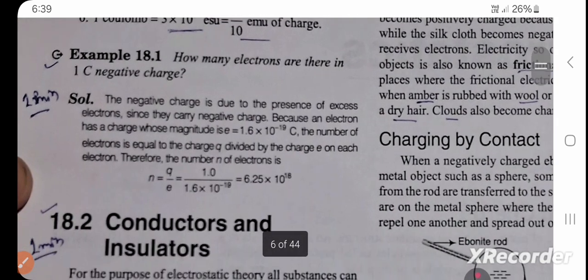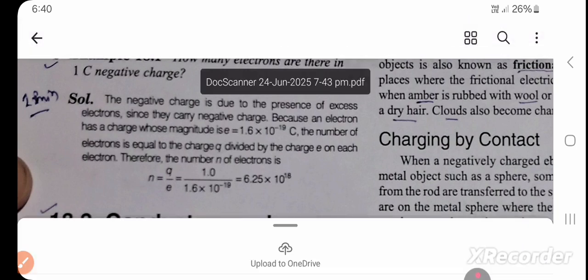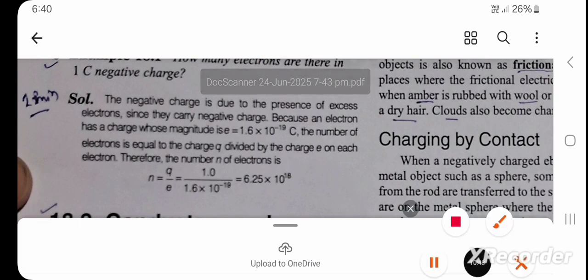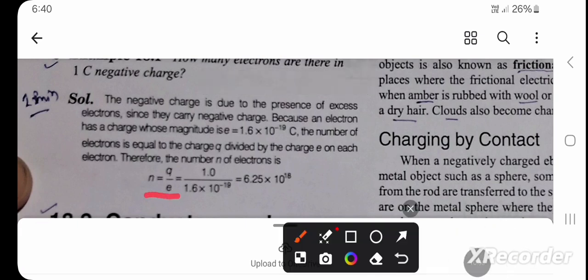Take our first example. How many electrons are there in 1 coulomb negative charge? 1 coulomb of negative charge consists of how many electrons? We know the formula from the quantization of charge, that is Q is equal to NE. We apply this formula here.